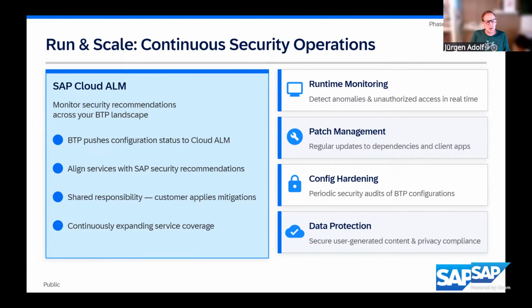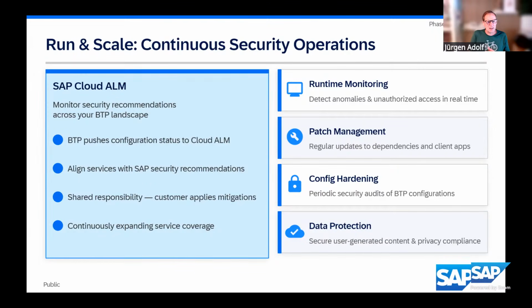And on the operational side, 4 practices matter most. You see it on the right side. It's the runtime monitoring, means continuously detecting anomalies and unauthorized access attempts in real time. Then we have patch management, which means keeping dependencies and client apps updated regularly. Many breaches exploit known vulnerabilities. They have had patches available for months. So it's really a good task to patch early all the time.